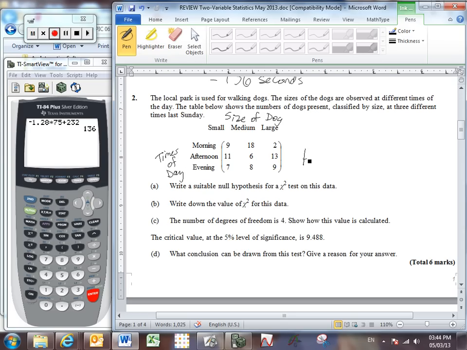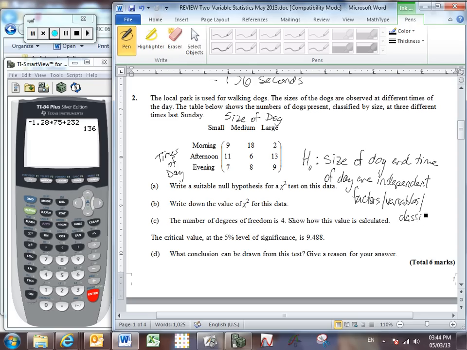The null hypothesis is denoted as H sub 0, and our statement here is going to be that size of dog and time of day are independent. And then we've got a choice of words here. We can use factors, or you can use variables, or you can use classifications, whatever. Any of those 3 words will do.